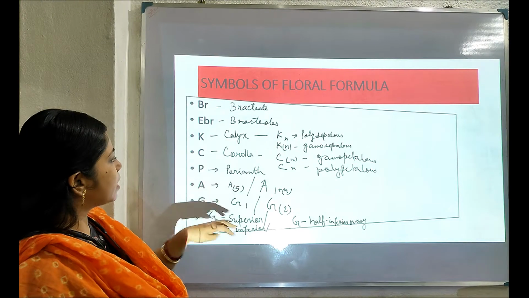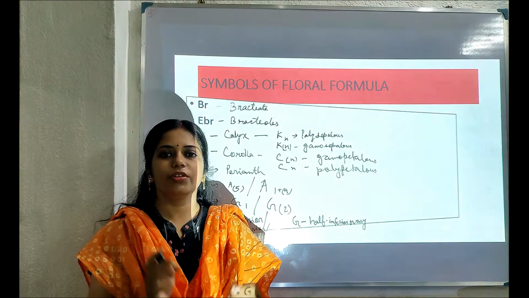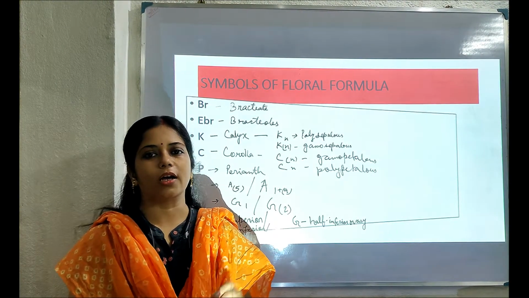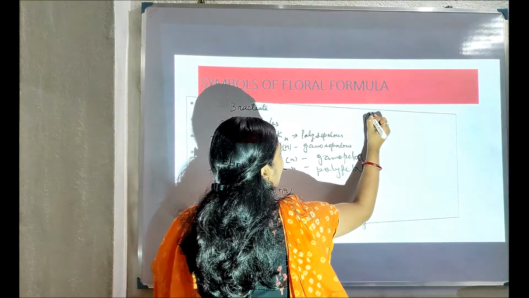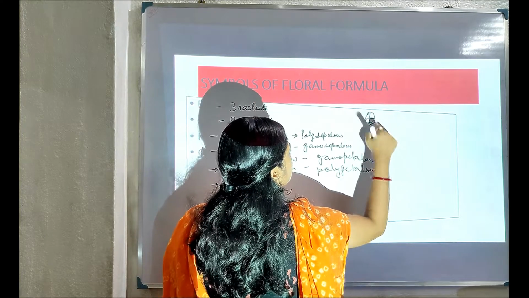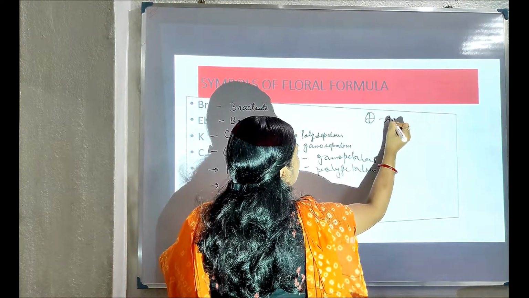So here we have some of the important information. We will also know about the symmetry of the flower from the floral formula. That means if the flower is actinomorphic, then we use this type of symbol. If the flower is actinomorphic.